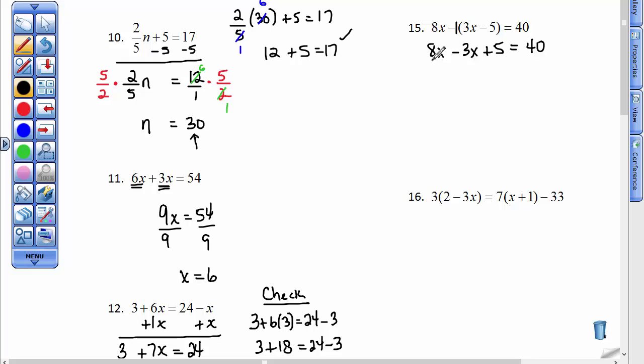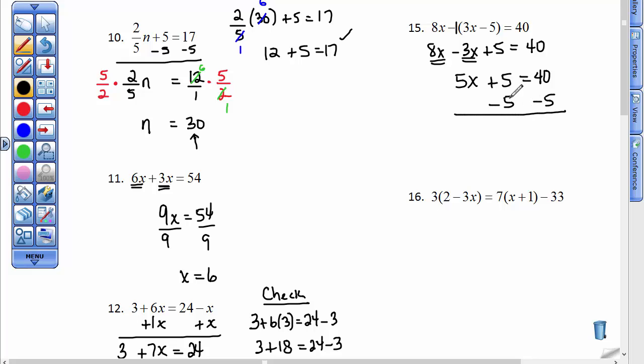And now, please notice that on the left-hand side of this equal sign, there are two terms that are like terms, so they have to be combined. So 8x minus 3x is 5x. And I'm getting closer and closer all the time. So at least I have just one term with x in it. Now to get rid of the plus 5, I'm going to subtract 5 from both sides.